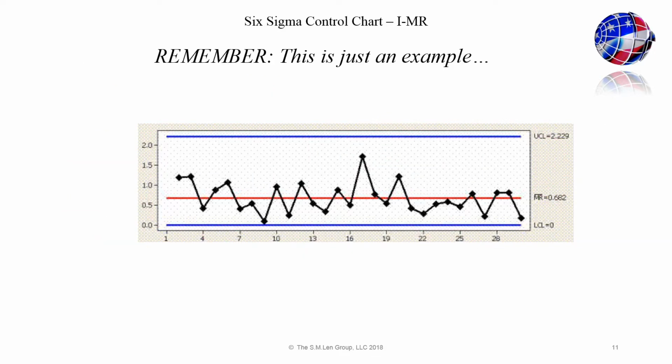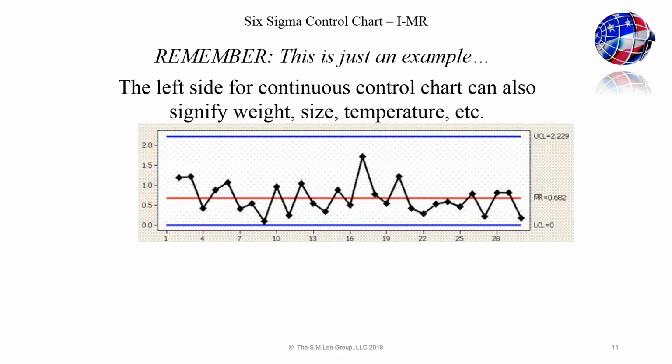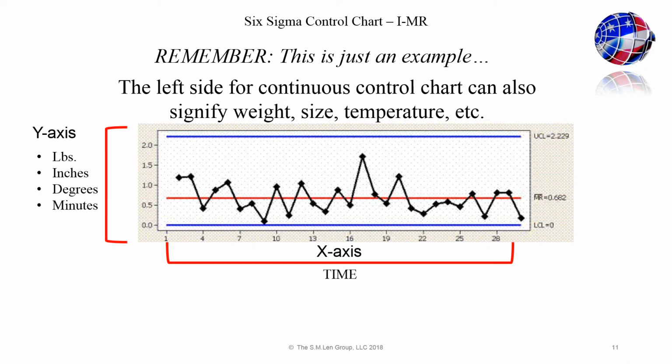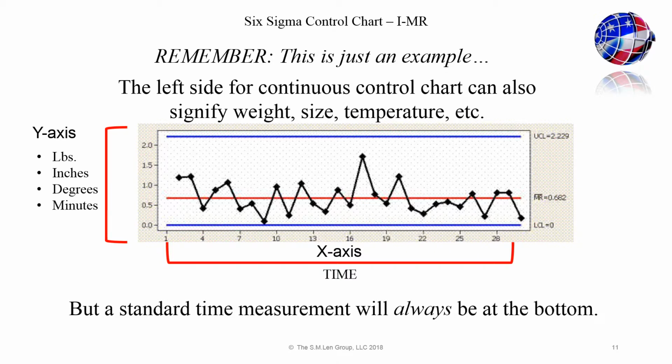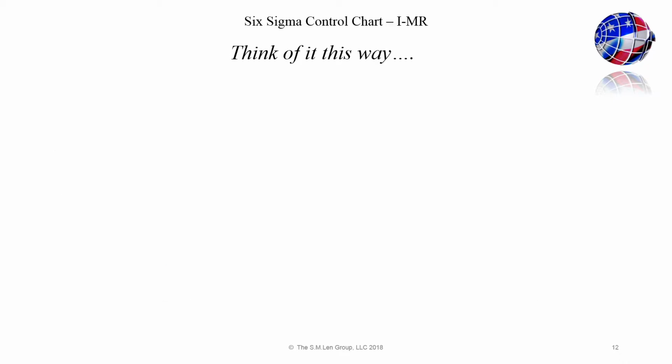So remember, this is just an example. The left side for a continuous control chart can also signify weight, size, temperature, etc., and the units as such. But the x-axis, right, time will always be on the bottom. Everything will be over time.